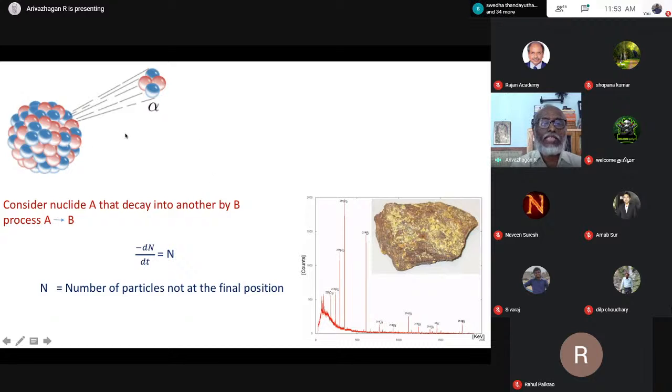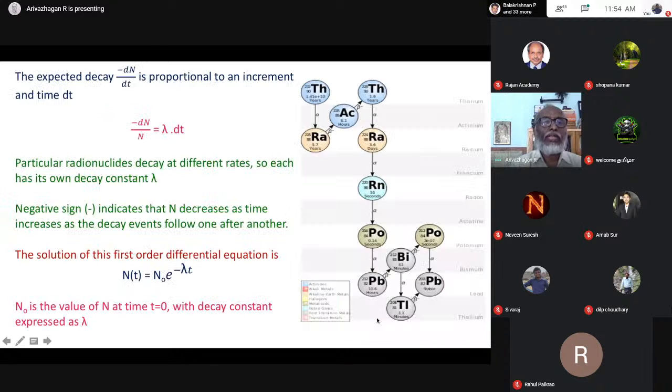Mathematically, this expression can be written as minus dN by dt is equal to λN. Here N is the number of particles, not at a final position because it is a continuous process, and dt is time. Why is the minus sign here? I will come to that on the next slide. You see here, that is thorium. The energy is emitted, and every instant it forms a new, different element. So the minus dN by dt, the minus sign is because the number decreases with time. Therefore, I can rewrite the equation as minus dN by N is equal to lambda dt.